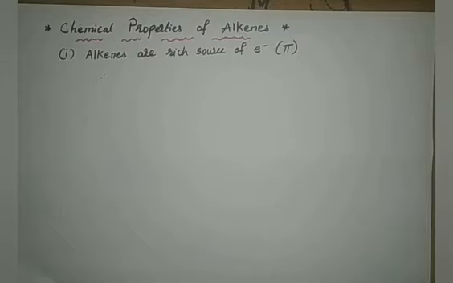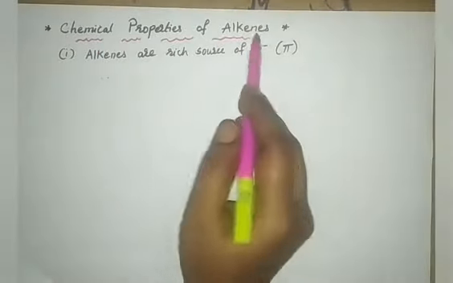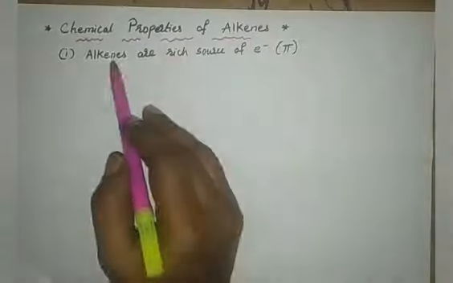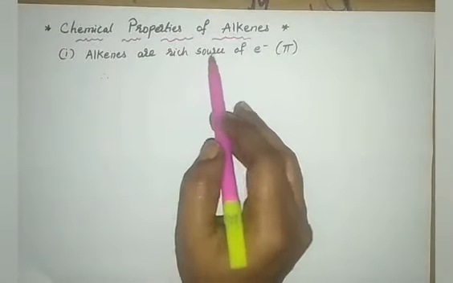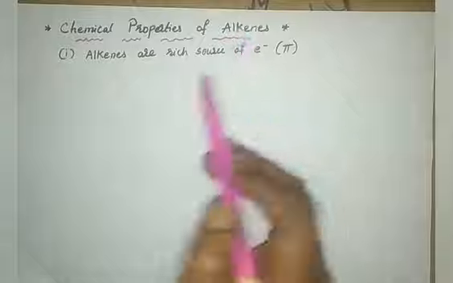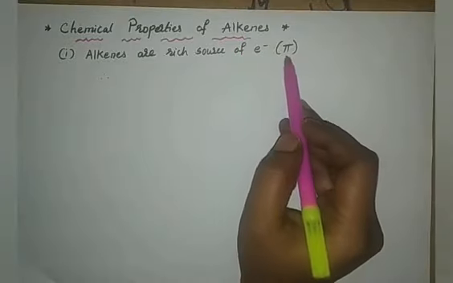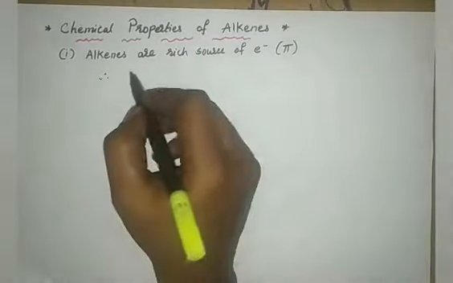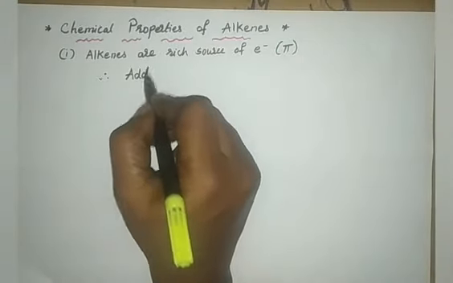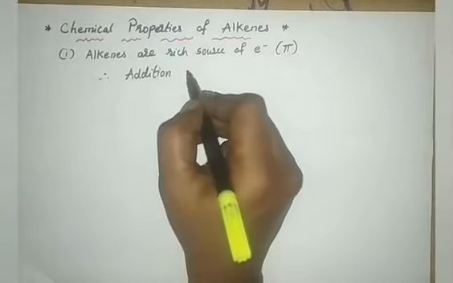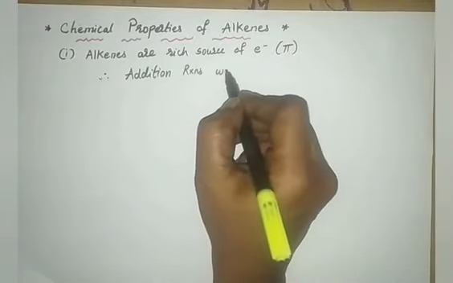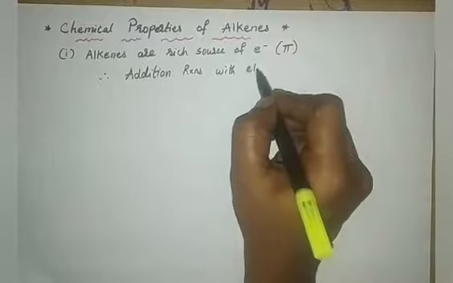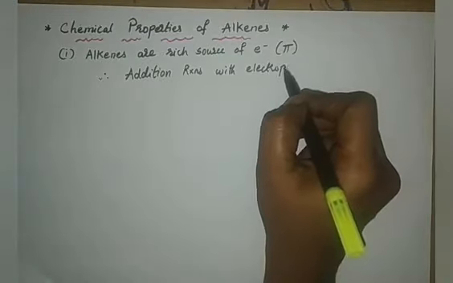Okay, now let us continue our class. Yesterday I finished the physical properties of the alkenes. Now these are the chemical properties of alkenes. Alkenes are considered to be a rich source of electrons, having more electrons in the form of pi bonds. Therefore, they participate in electrophilic addition reactions, or addition reactions with electrophiles.